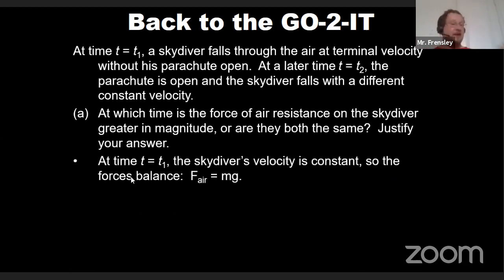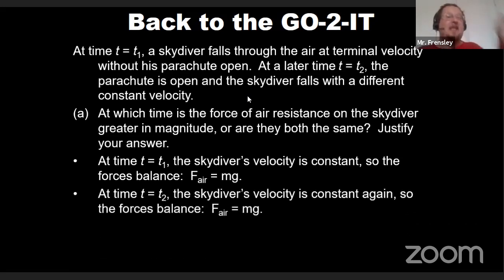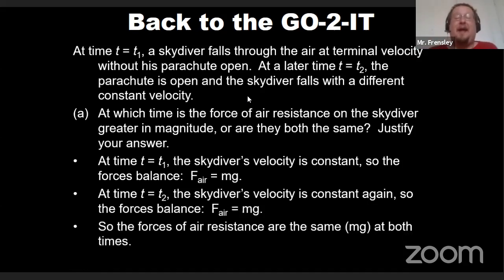Ready? At T1, this is without the parachute. At T1, the skydiver's velocity is constant, right? Because he's at terminal velocity. So the force is balanced. The air resistance equals mg, right? Now, what about at T2 with the parachute open? The guy's going much slower, but he's going a much slower constant velocity. So at time 2 with the parachute open, it may be a different velocity, but that doesn't matter. What matters is that the force is balanced. So now the air resistance force is again equal to mg. So it turns out that both air resistance forces were the same number of newtons.